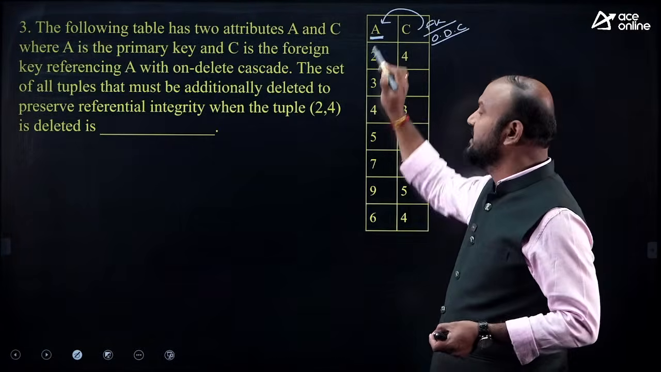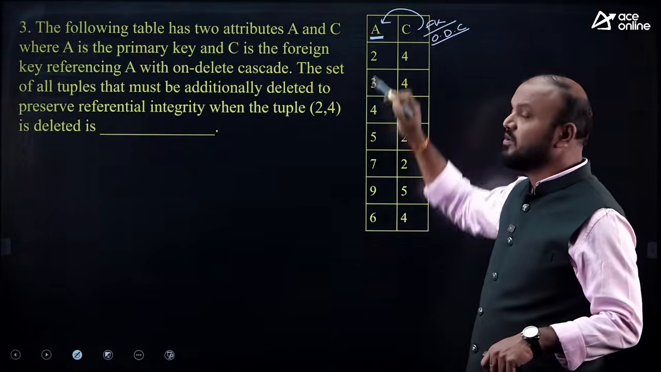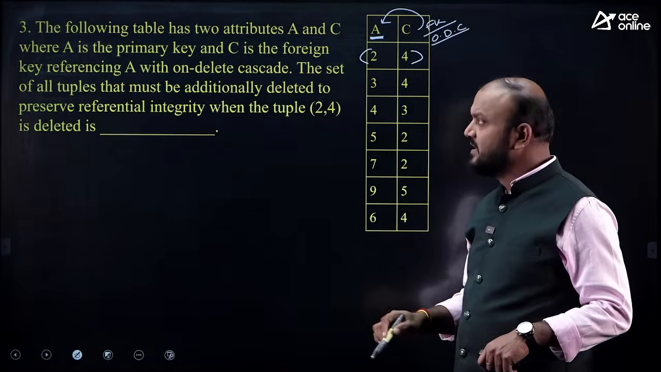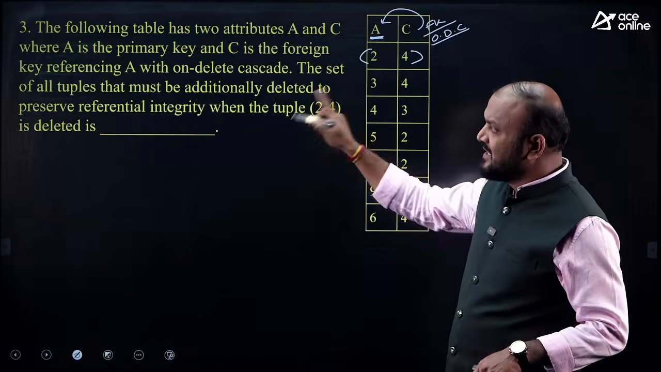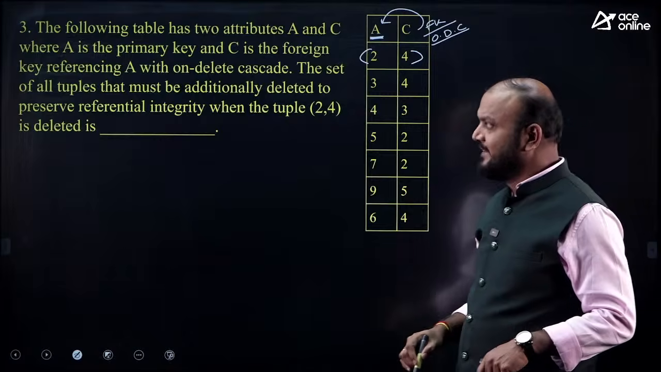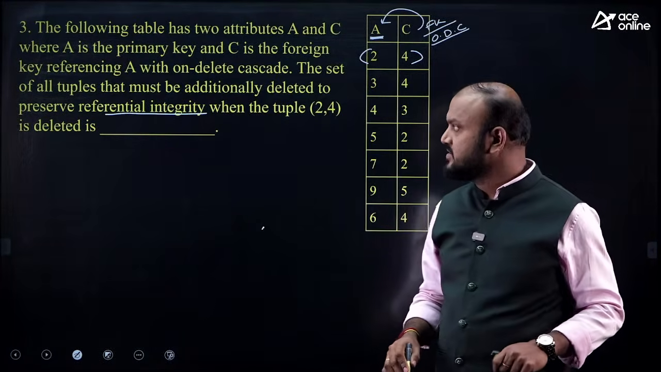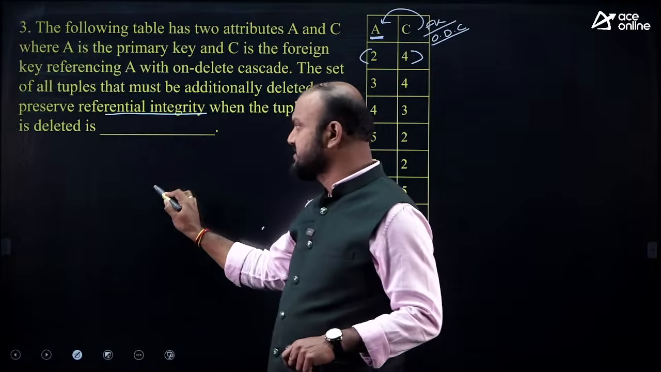With respect to the primary key we call it parent, with respect to the foreign key we call it child. So when we have a parent-child relationship, what is the question asked? The set of tuples that must be additionally deleted to preserve the referential integrity. What is the meaning of referential integrity? We call it the foreign key constraint. When the tuple 2, 4 is deleted.